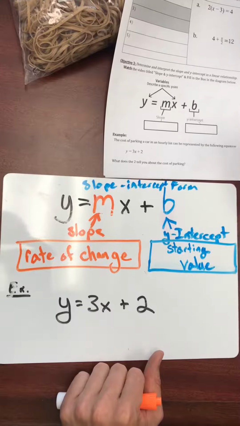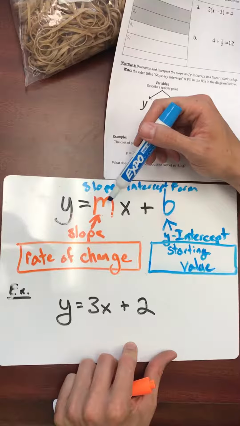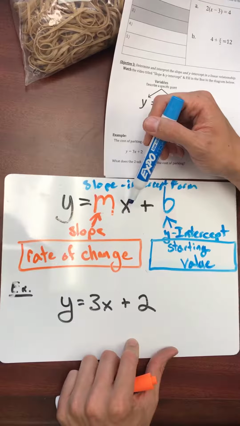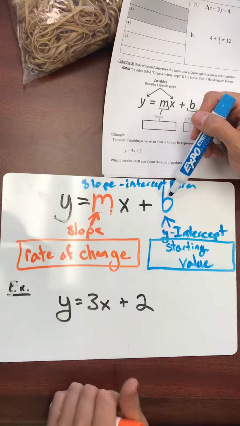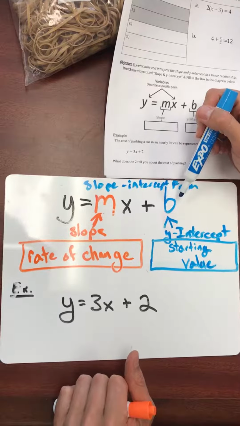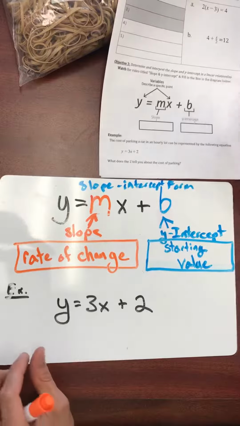What's important to remember is that slope is always next to your x variable, and your y-intercept is the constant or integer by itself. Or it could be any number. It could be a decimal as well.